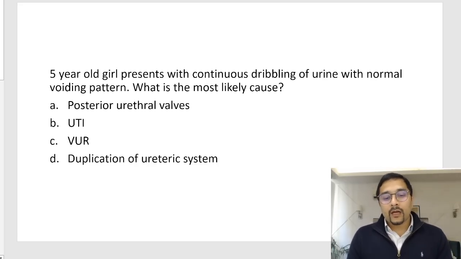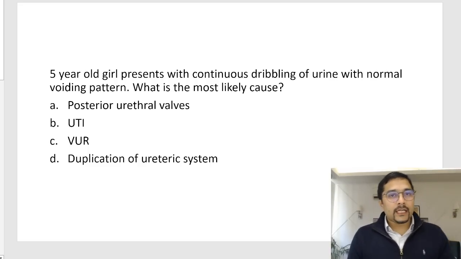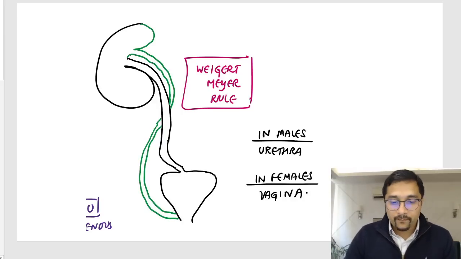A 5-year-old girl comes with continuous dribbling of urine with normal voiding pattern. What is the most likely cause? So there is continuous dribbling also and she can hold also. So this occurs when there is duplication of the ureter and one of the ureters is opening in the ectopic position. So this is duplication of the ureteric system.